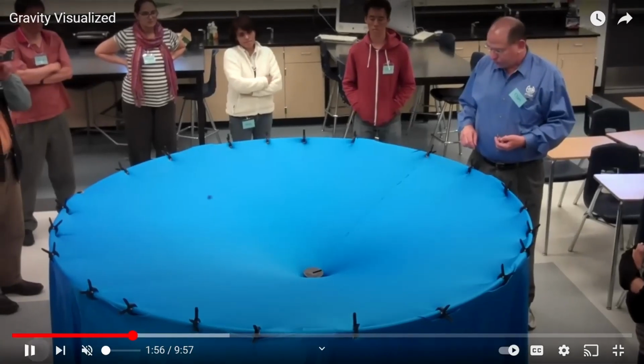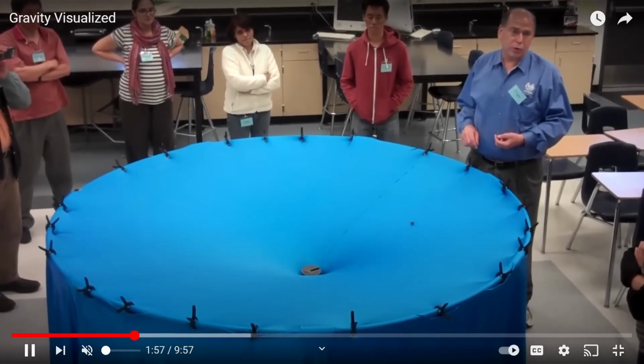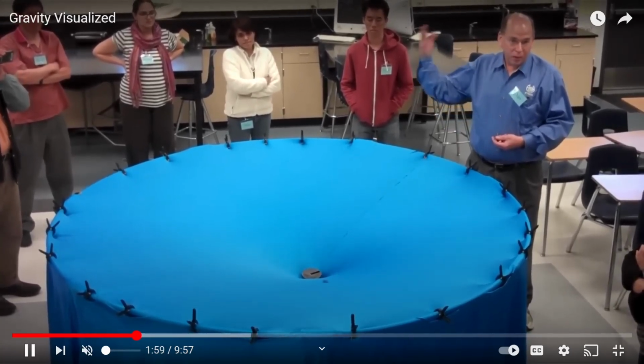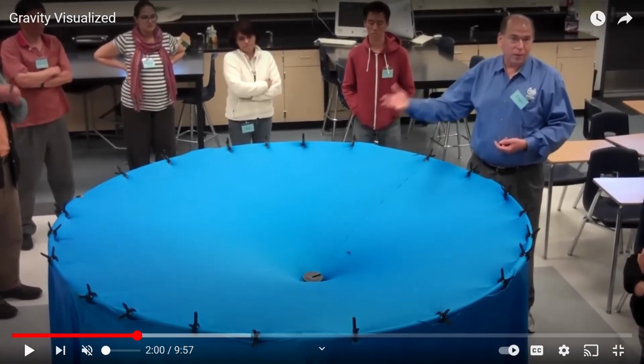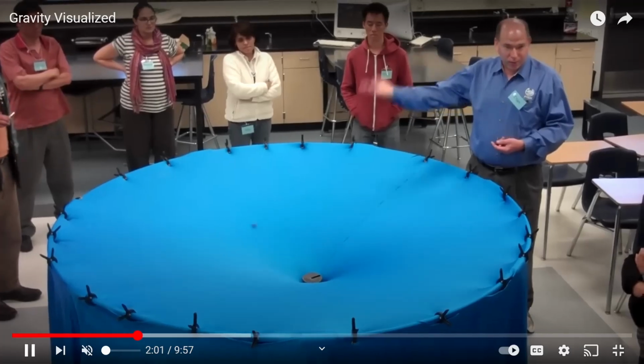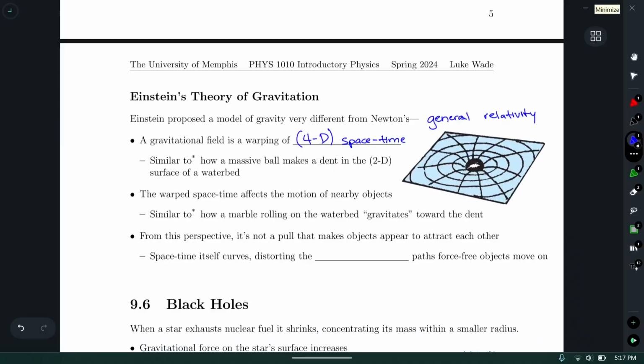And if it has this speed to it, tangential speed, instead of falling in, it'll orbit around. And so that again is not that something's being pulled towards the Earth, it's just moving the way it would naturally move in this space if it has some speed to it. So that is the idea of general relativity.